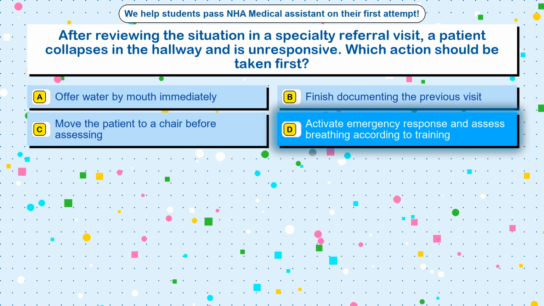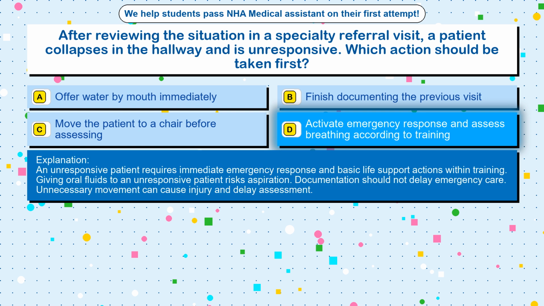The correct answer is option D, activate emergency response and assess breathing according to training. An unresponsive patient requires immediate emergency response and basic life support actions within training. Giving oral fluids to an unresponsive patient risks aspiration. Documentation should not delay emergency care. Unnecessary movement can cause injury and delay assessment.